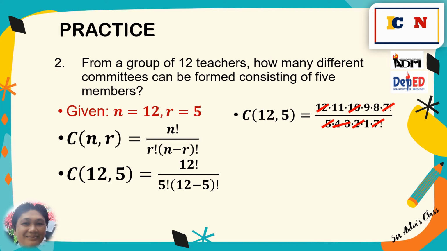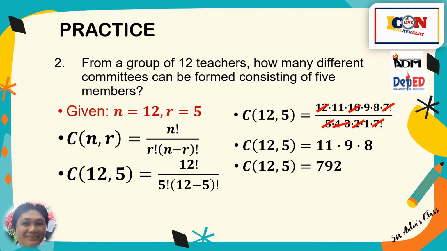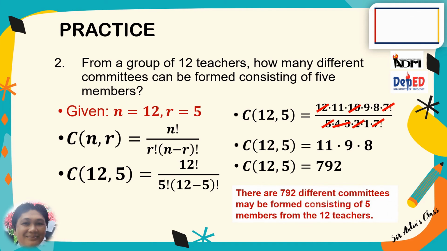So, the combination of 12 objects taken 5 at a time is equal to 11 times 9 times 8. And that is equal to 792. Therefore, there are 792 different committees that may be formed consisting of 5 members from the 12 teachers. I hope you understand this one, especially the practice number 1 and 2.